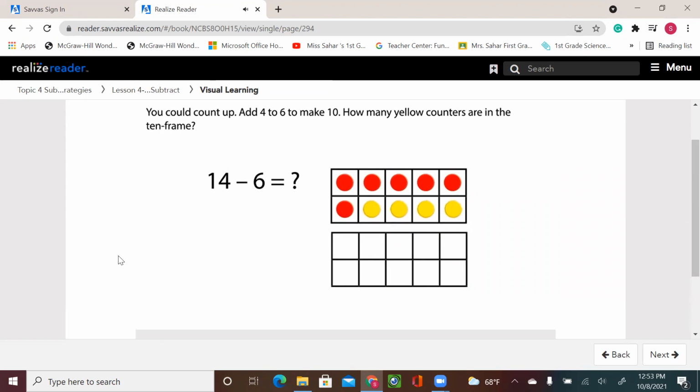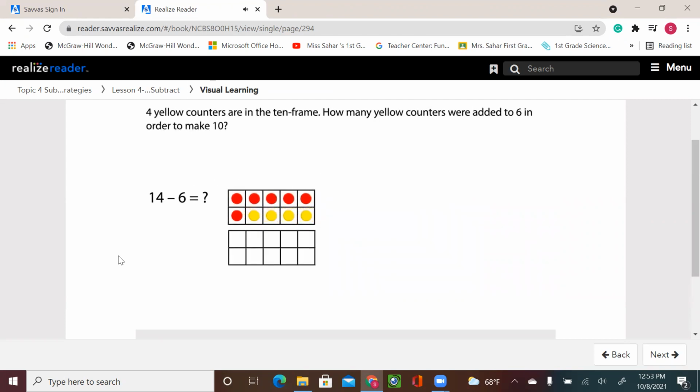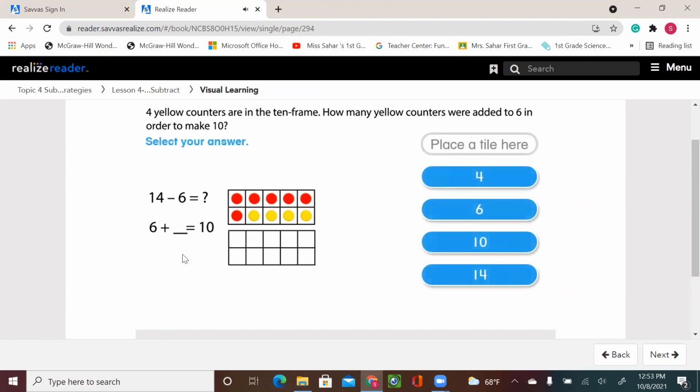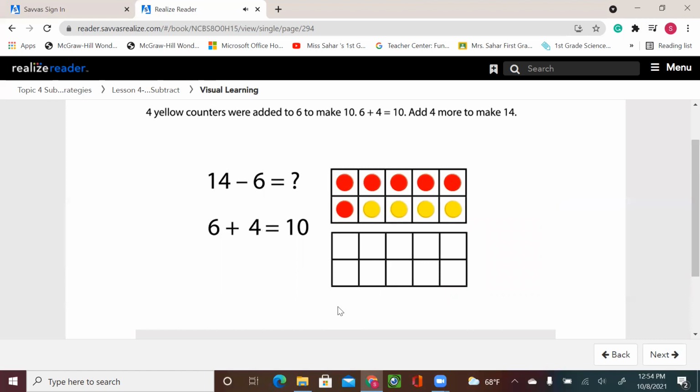How many yellow counters are in the 10 frame? 4 yellow counters are in the 10 frame. How many yellow counters were added to 6 in order to make 10? We added 4 counters to have 10. So we have 6 first, the red 6 counters. We added 4 more yellow counters to have my 10 frame full. So 4. 4 yellow counters were added to 6 to make 10. 6 plus 4 equals 10. Add 4 more to make 14.